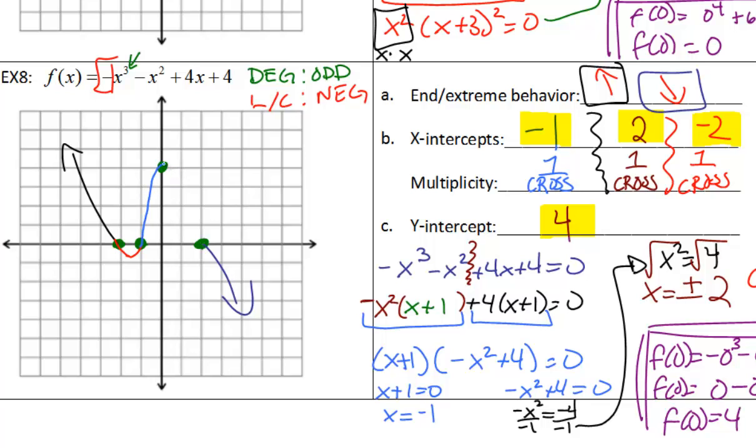Y-intercepts don't have multiplicity, so just keep trying to connect the dots. Get down to the next one. Okay, well, what point was that? That's the point 2. What am I supposed to do at 2? I need to cross. Did I cross the x-axis at that point? Yes, I did. So this thing here is the graph of my negative x cubed minus x squared plus 4x plus 4. That's it for graphs of higher degree polynomial functions.